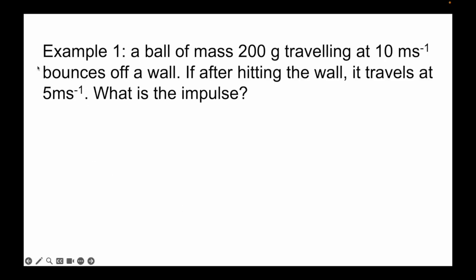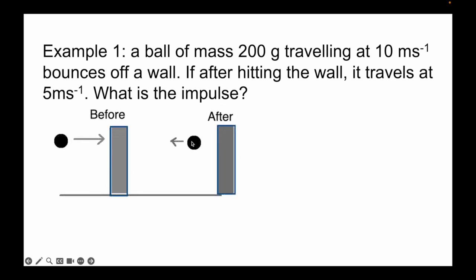Try an example problem here. Pause it and come back. In this one, a ball of mass 200 grams traveling at 10 meters per second bounces off a wall. If, after hitting the wall, it travels at 5 meters per second, what's the impulse? Well, we've got our before, we've got our after here. I always like to draw a diagram. So we have an initial, we have a final.